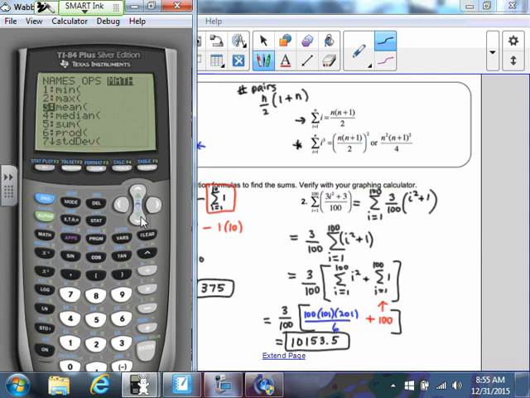Okay, so let's do the second example for this one. So if I go down to sum, and then I want to say sum sequence. Okay, so I'm going to do, again, second list, and I go back in there. But now I don't go to math, I go to operations, ops, and I go all the way down to number 5. Do you guys see where sequence is?